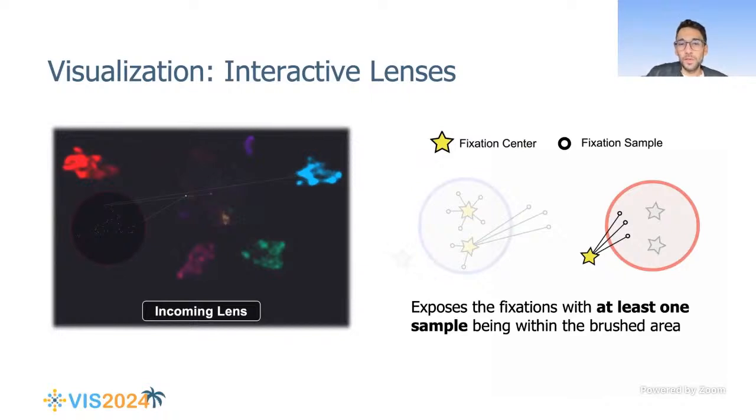It exposes all fixations with at least one sample being within the brushed area. This lens helps to detect annotation outliers, which can be helpful to maintain accuracy in the labeling process.